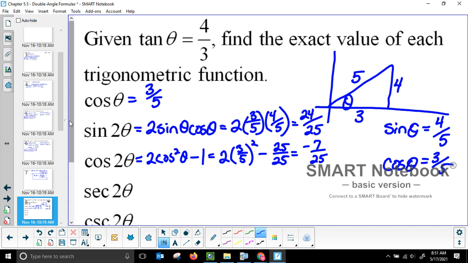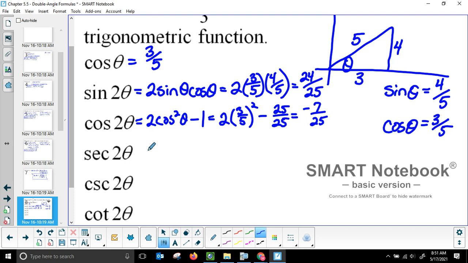All right, now, we don't have any formulas here for secant or cosecant of 2 theta, but why can I just do these? Yeah, because of the reciprocals, right? So secant is going to be the reciprocal of, what's that? Absolutely. All you do is take the reciprocal and you're done, all right? So cosecant is the reciprocal of sine. So this will be 25 over 24.